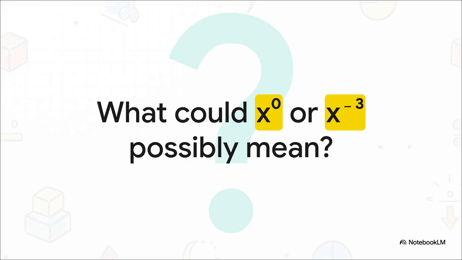We all know that an exponent is just a way of saying repeated multiplication, right? Like x cubed is just x times x times x. Simple enough. But how in the world can you multiply something by itself 0 times? Or, and this is even weirder, a negative number of times. It just doesn't seem to make sense, right? Well, that's the puzzle we're going to solve together today.